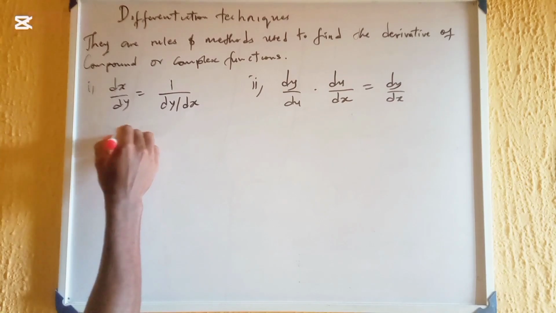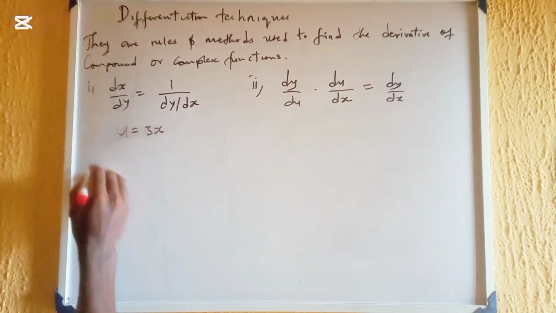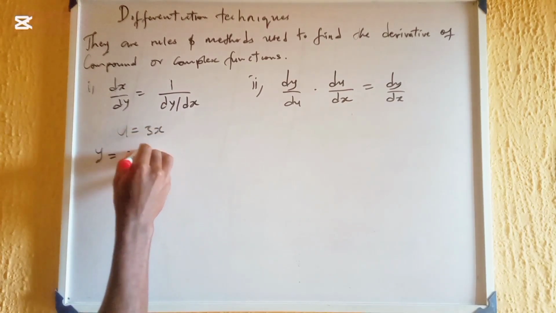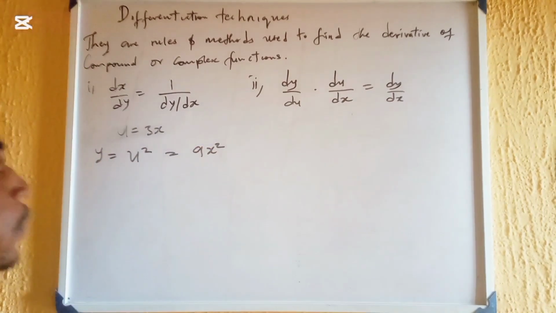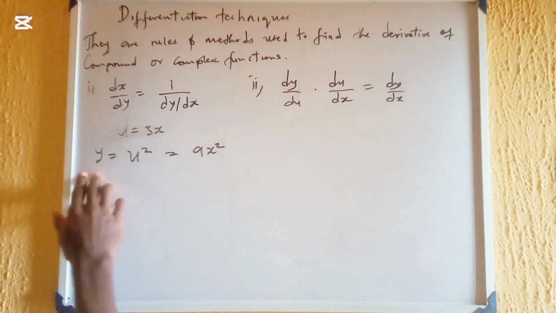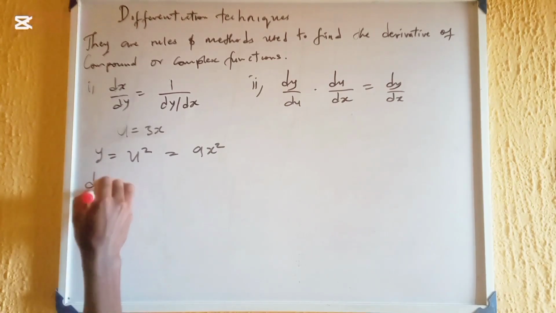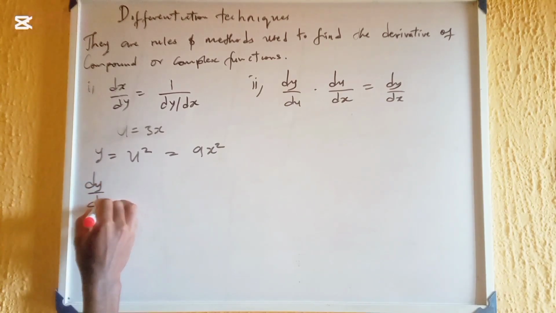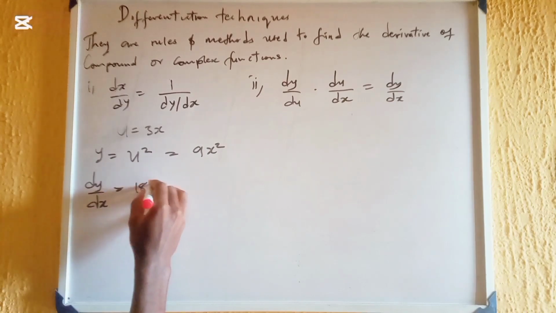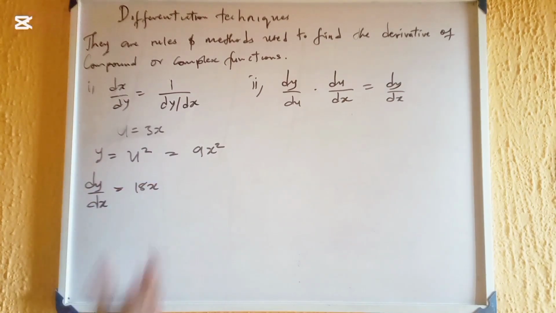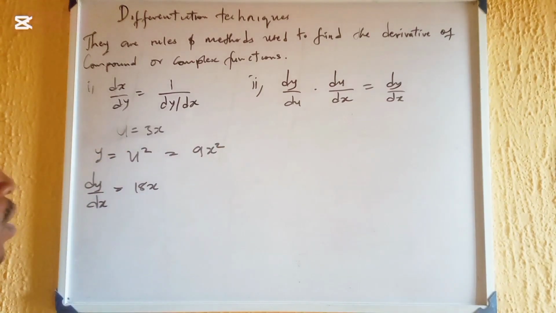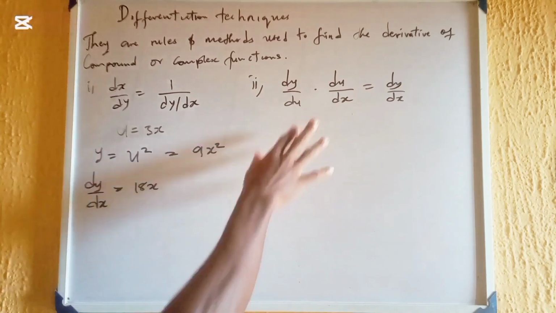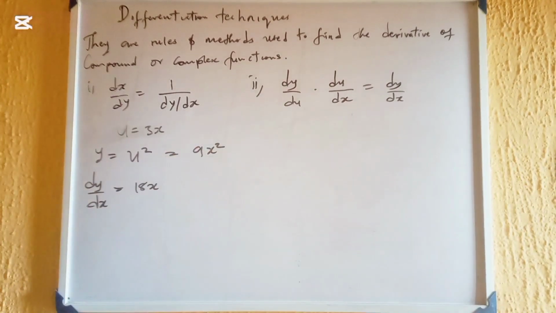Say for instance, you have that u is equal to 3x and y is equal to u squared. That is 9x squared. So what this means is that dy/dx is equal to 18x. How? 2 times 9, 18x. So then 2 minus 1 for the power, that's 1. So we're having 18x for dy/dx. Let's see if by applying this, we can also get the same answer.